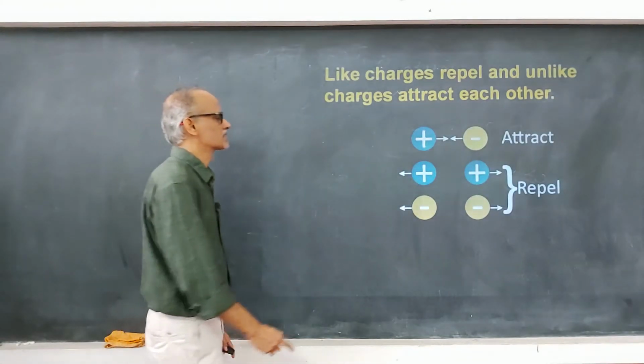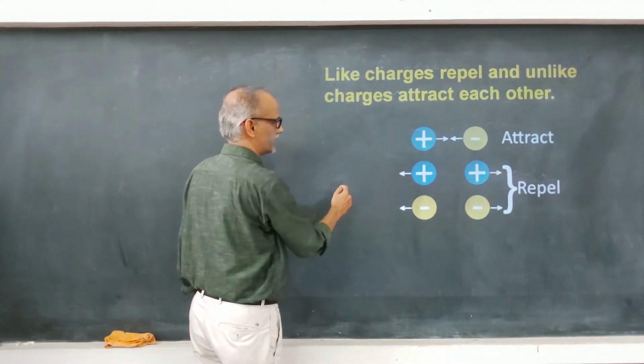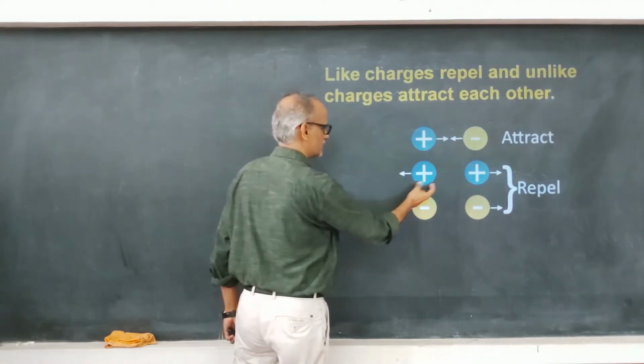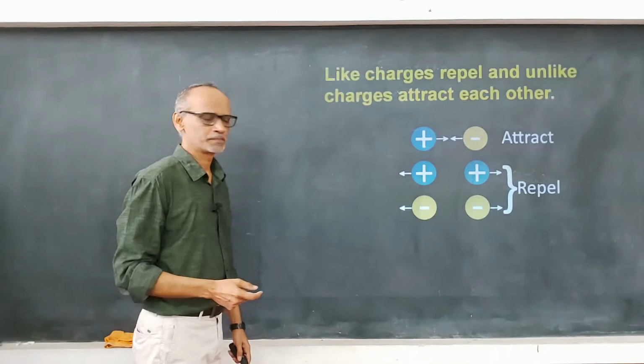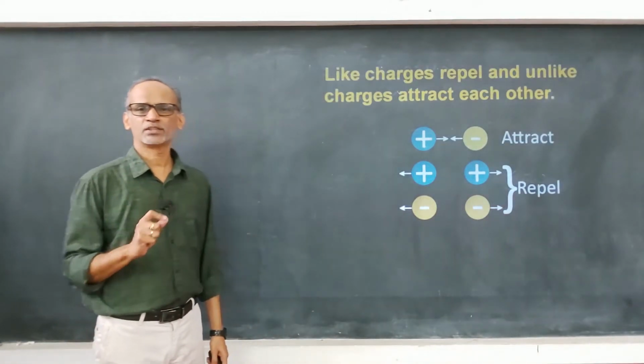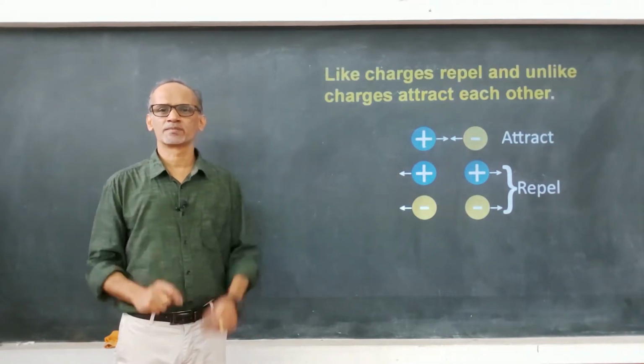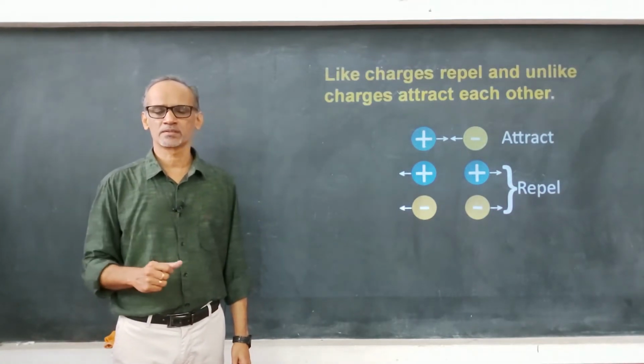Like charge means they are identical in nature. That means if one charge is positive, other charge is also positive. If one charge is negative, the other is also negative. So, like charges, they repel each other. So, there will be a repulsive force between two identical charges.